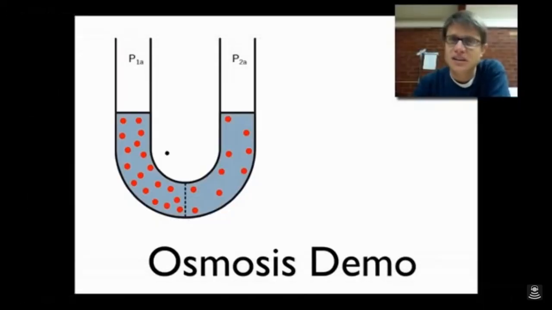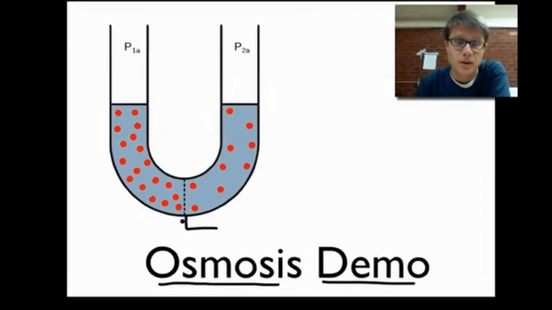Hi, it's Mr. Anderson, and today I'm going to show you a quick little osmosis demo that I set up in my classroom. But before I do that, I should probably talk a little bit about what osmosis is. Osmosis is simply diffusion, or the movement of water from an area of high water concentration to low water concentration across a semi-permeable membrane.